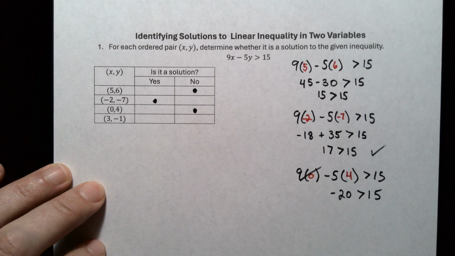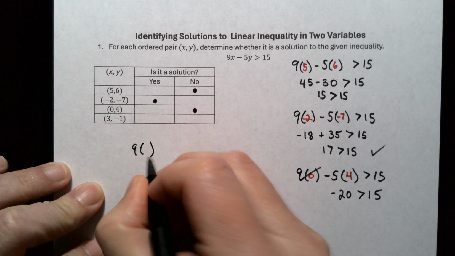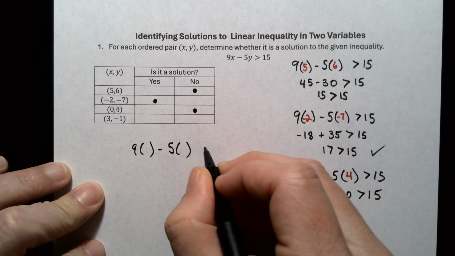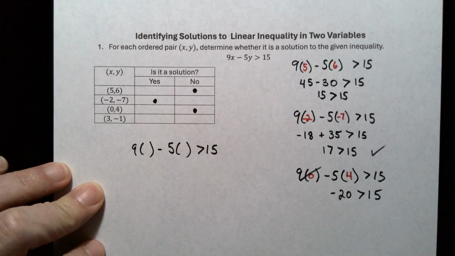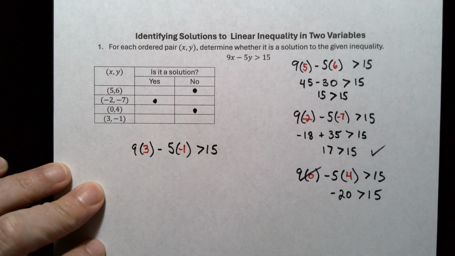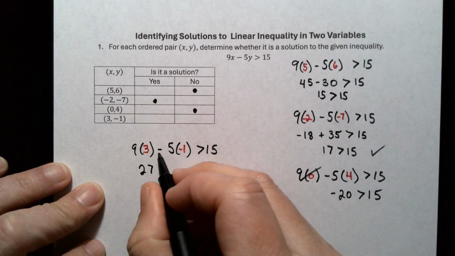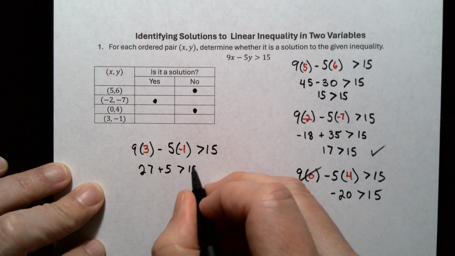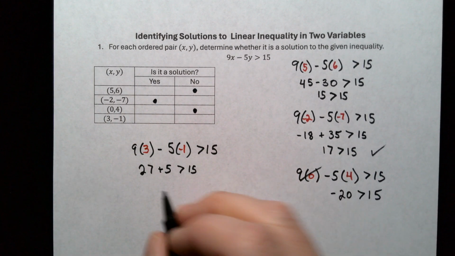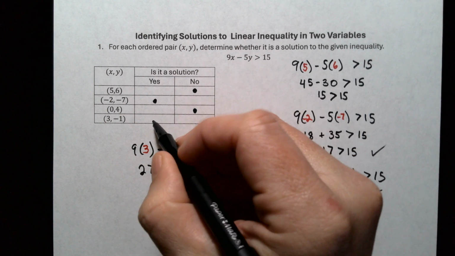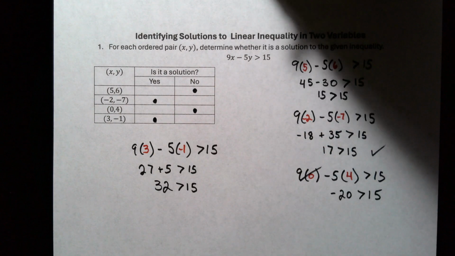Okay, and then finally, let's do that last one. So we have 9 times parentheses minus 5 times parentheses is greater than 15. And in those parentheses, I'm going to put the 3 in place of the x and the negative 1 in place of the y. So 9 times 3 gives me 27. Negative 5 times negative 1 gives me positive 5. And if we add those together, 27 plus 5 is 32, and 32 is greater than 15. So this is a solution to this inequality. Okay, let's try another one.